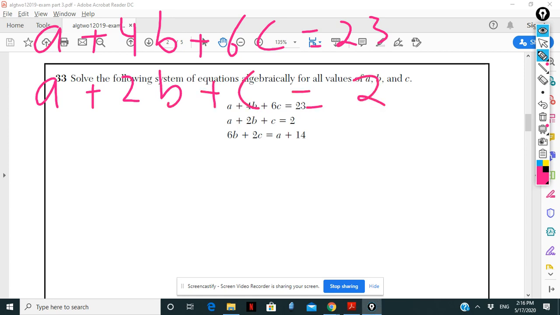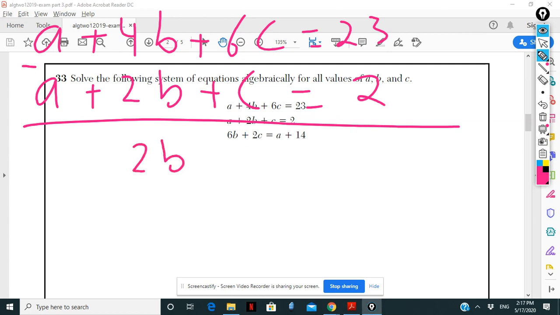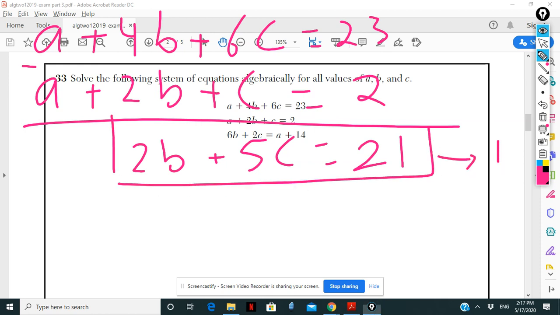Now I'm going to take first the first two equations. When I subtract, A minus A, they cancel out. 4B minus 2B is 2B. 6C minus C is 5C. 23 minus 2 is 21. And that's my first equation. Okay. Now I'm going to do a second equation.